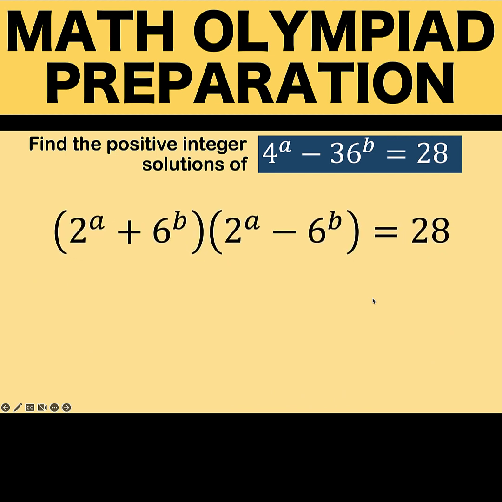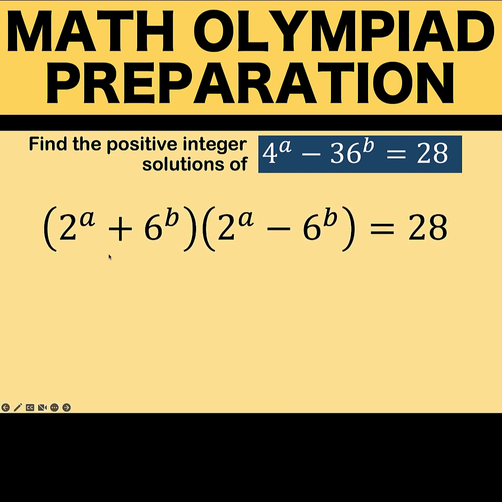Let's now concentrate on this equation at the right side. Notice that the base here is even, so if you raise 2 to any positive integer, then 2 raised to that number would always be an even number. And 6 is an even number, raised to any positive integer, 6 raised to that number is also an even number. And the sum of 2 even numbers is another even number. Also, the difference of 2 even numbers would always be an even number.